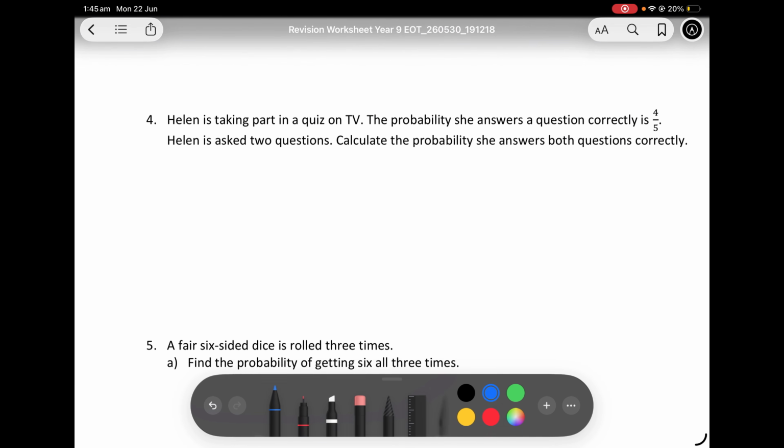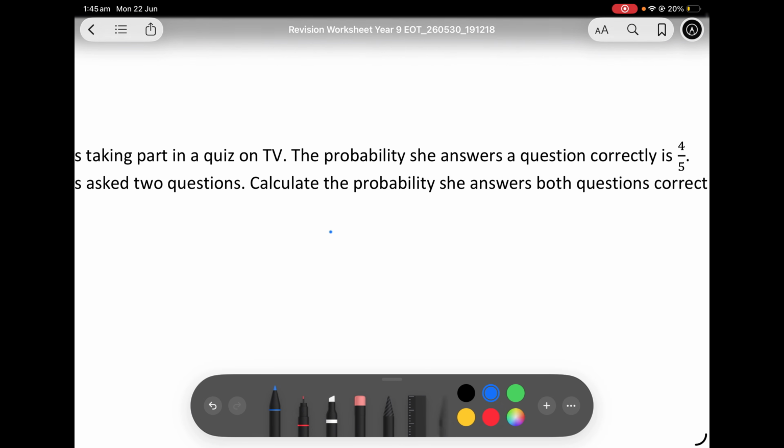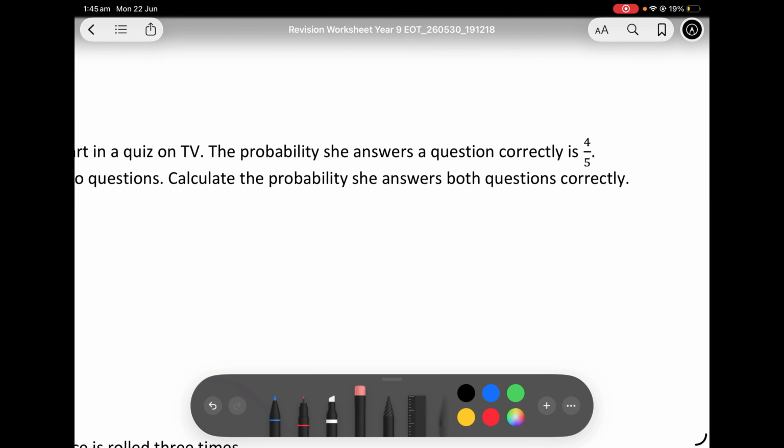Helen is taking part in a quiz. The probability she answers the questions correctly is this. Helen is asked 2 questions. For one question, it is 4 over 5. Calculate the probability that she answers both the questions correctly. The first question she is going to answer, 4 over 5.